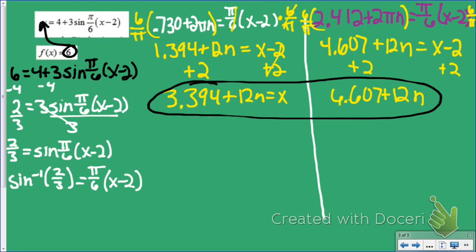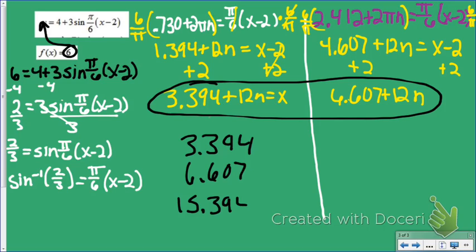Okay, so let's say I want to find those first 3 x values. Again, I picked the smallest one, so the first one's going to be 3.394. Second one's going to be 6.607. And then the third one is going to be the smallest one plus 12, so that's 15.394. And the question we just worked out is actually number 2 on the homework. So that gives you a little bit of a head start. But that is it for evaluating sinusoids, and we're going to look a little bit more at that later this week.